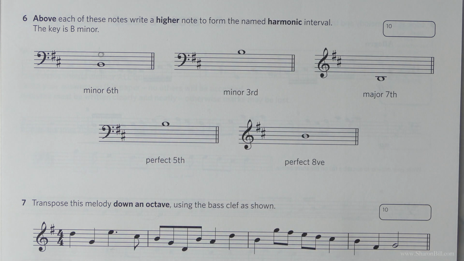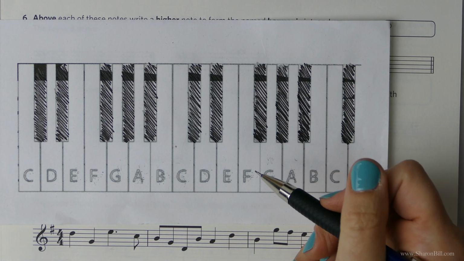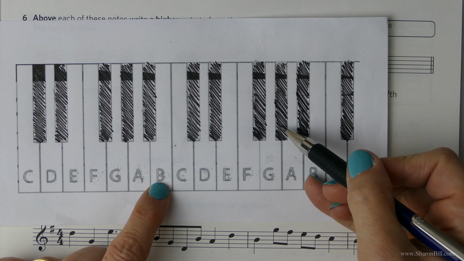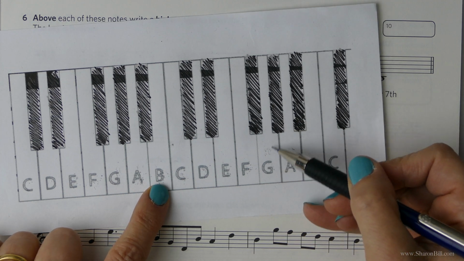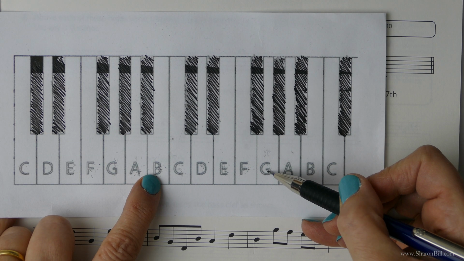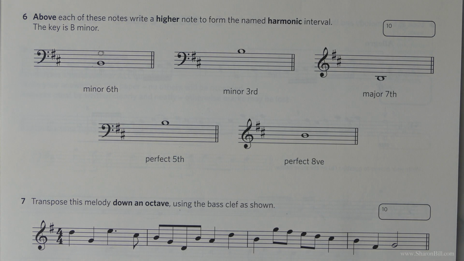There's nothing for us to change, and it's worth just checking that against the piano keyboard because major means greater, minor means lesser. So B to G sharp is the major, the greater interval, and then B to G natural is the minor, the lesser interval. So it's worth just checking that visually as well.